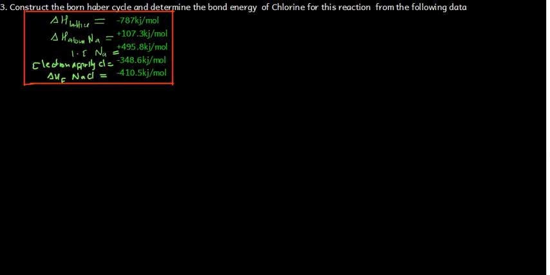So we've been given data to construct a Born-Haber cycle and to determine the bond energy of chlorine for the reaction that is going to happen. What we want to form is sodium chloride. This happens when sodium, which is a solid, reacts with a chlorine molecule, and now this forms sodium chloride.